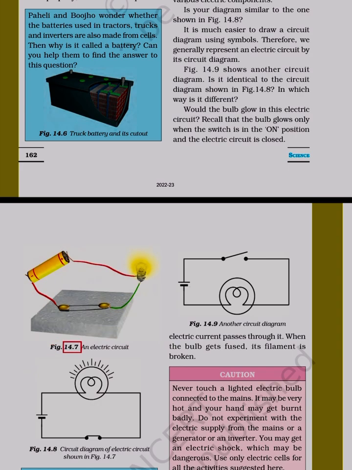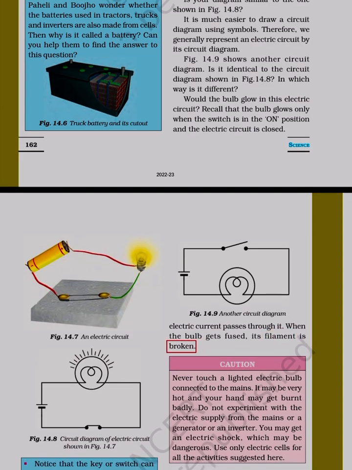Figure 14.7 An electric circuit. Figure 14.9 Another circuit diagram. Electric current passes through it. When the bulb gets fused, its filament is broken.